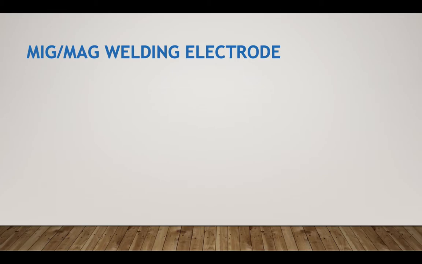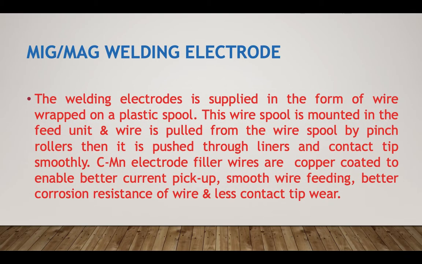So MIG and MAG welding electrode. The welding electrode is supplied in the form of wire wrapped on a plastic spool. The wire spool is mounted on the feed unit and wire is pulled from the wire spool by pinch rollers. Then it is pushed through liners and contact tip smoothly. Carbon manganese electrode filler wires are copper coated to enable better current pickup, smooth wire feeding, better corrosion resistance of wire and less contact tip wear. So this is the main function of the copper coating.